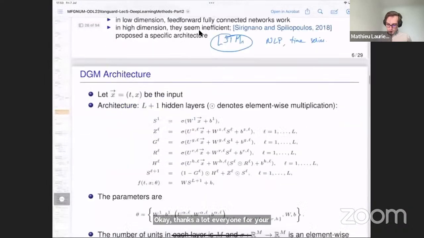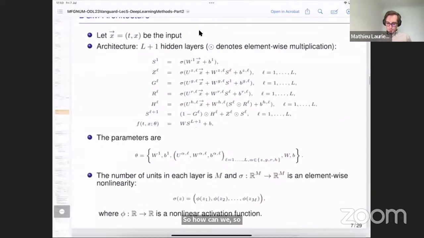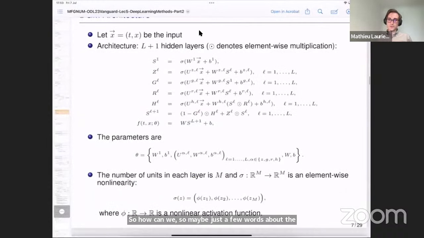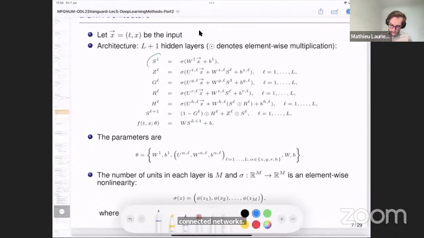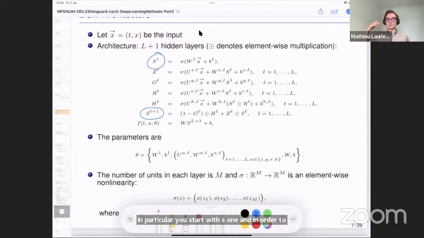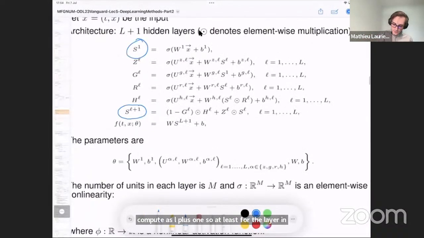So maybe just a few words about the architecture. Here I put the architecture as introduced by Sirignano and Spiliopoulos, and you see it's a bit involved. It's not just a pure feed-forward fully connected network. In particular, you start with S1, and in order to compute S_{L+1}, where L is for the layer, you have a few operations to do, right? So actually, one layer is composed of sub-layers or sub-steps.